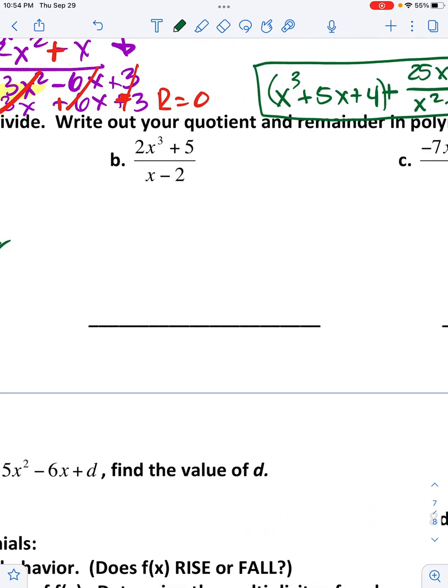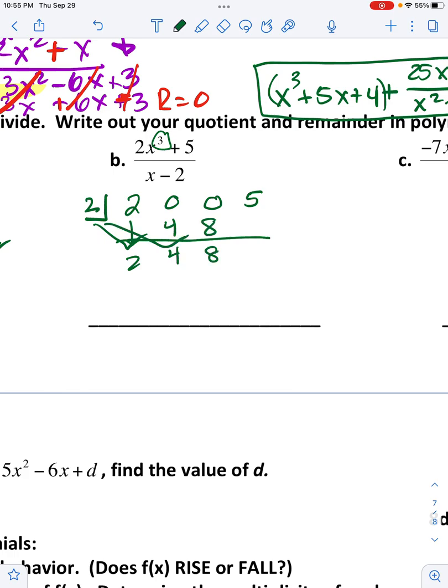Here I can use synthetic again because it's plain x, and the 0 that would go with that is a positive 2. Here I have an x to the third and then no other x's. So I have 2x to the thirds, 0x squareds, 0 plain x's, and then a 5. So drop the 2, multiply to get a 4, 0 plus 4, multiply to get an 8, 0 plus 8, multiply to get a 16, 21, and I'm done. So that means that this is a remainder.